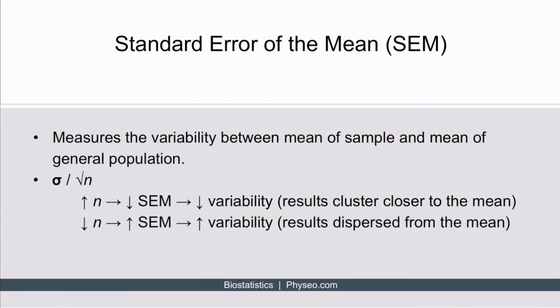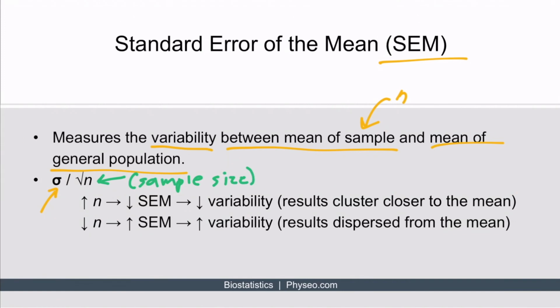So now let's talk about the standard error of the mean, or SEM. The standard error of the mean measures the variability between the mean of the sample, and the sample is made up of n, and the mean of the general population. The math is found by taking the standard deviation, sigma, and dividing that by the square root of n. And remember that n equals the sample size.